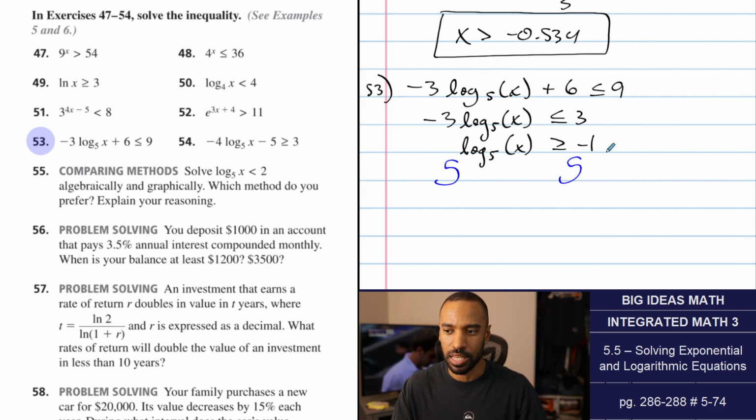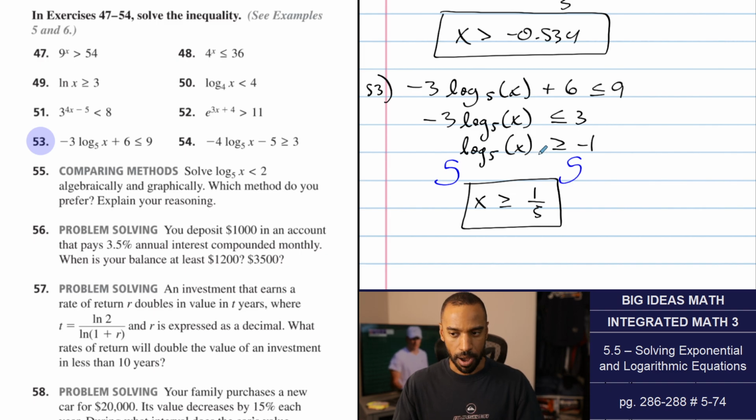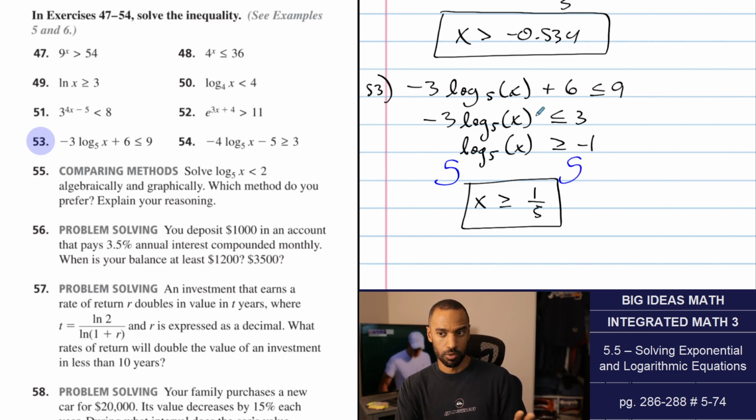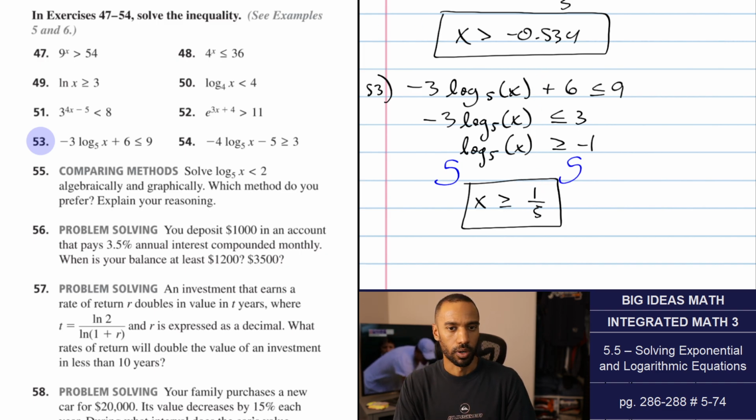We're going to raise these with a base of 5 like that. This becomes just x. It's still greater than or equal to here. And 5 to the negative first power is 1 over 5. Now, all of these will remain positive numbers, so we're good. Remember, within this domain, x must be greater than 0, and this is greater than 0 for here. So that should be the set. We're good on number 53.